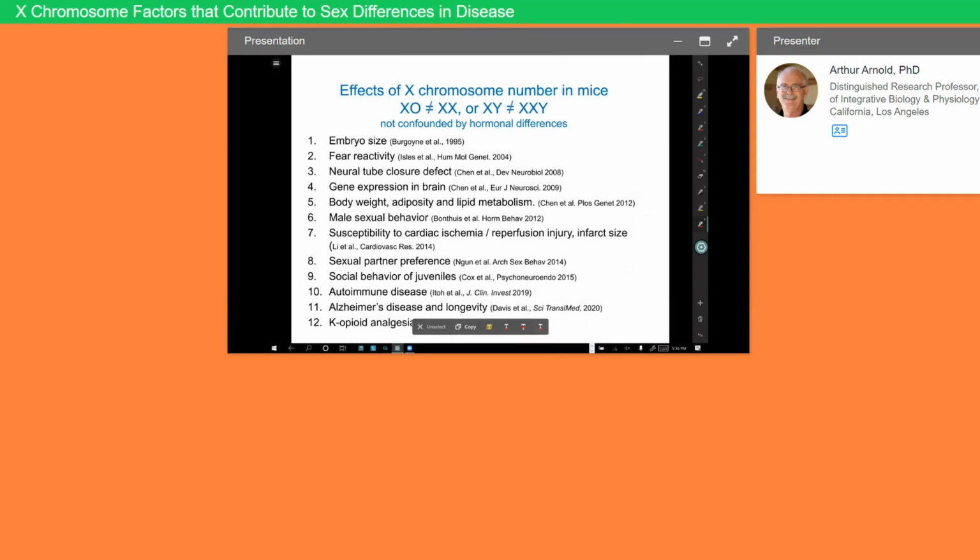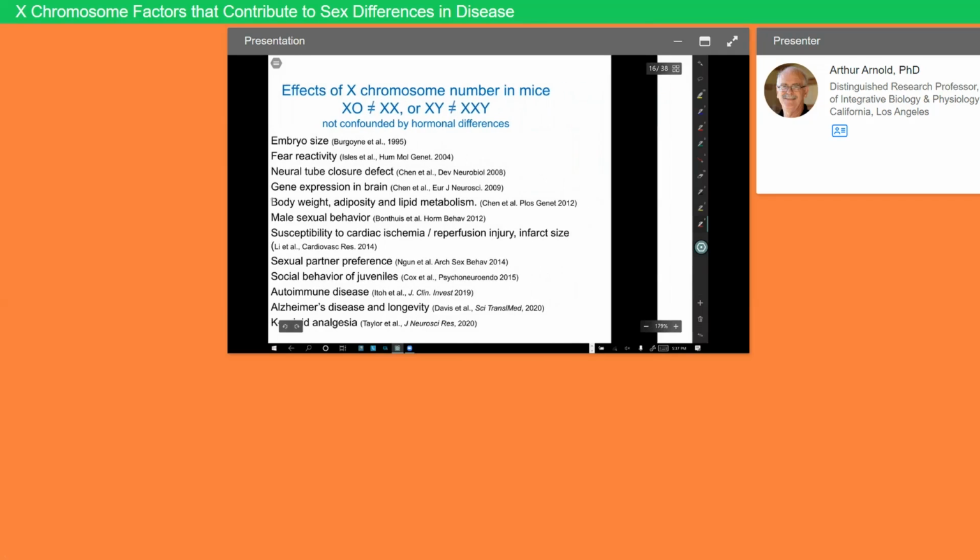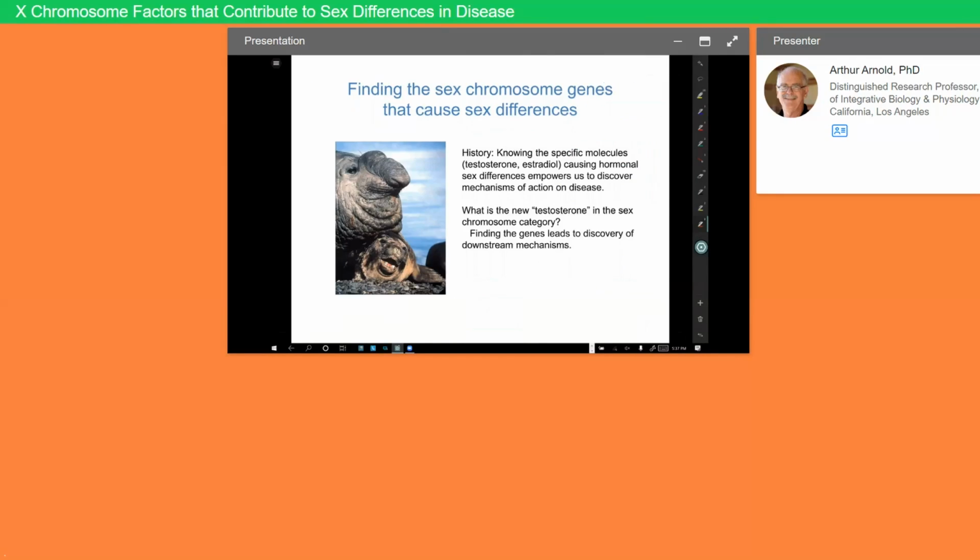And then using the XY star or other models, we can ask, well, of these sex chromosome effects, how many are caused by the X chromosome? And here's a list of 12. And this is, in fact, not an exhaustive list, but many of the sex chromosome effects are actually caused by the number of X chromosomes, not by the number of Y chromosomes. So now we would like to know, okay, precisely what are the genes causing these sex chromosome effects? And as I've said before, we know what hormones are the primary agents of sexual differentiation causing the hormonal effect. But now we want to find the new testosterone, the new agents in the sex chromosome category that are causing these effects.